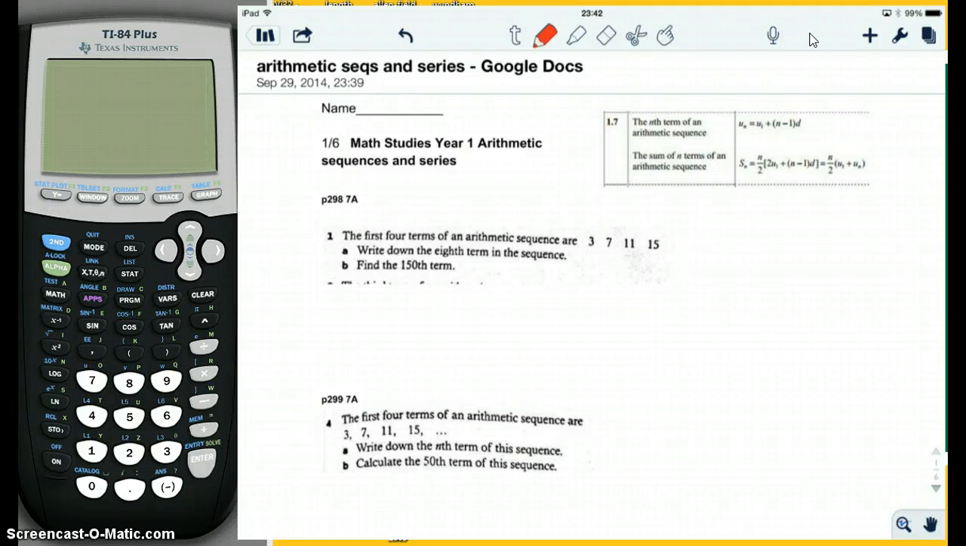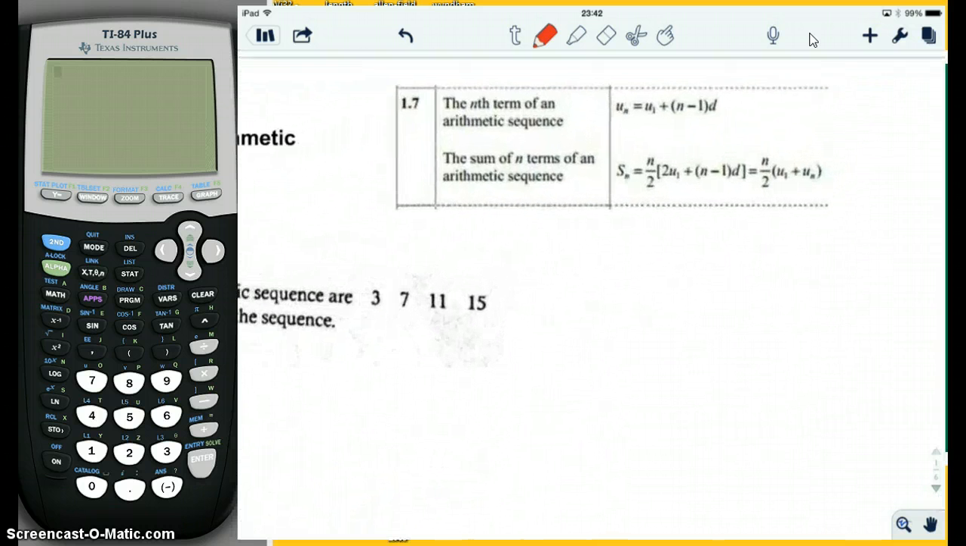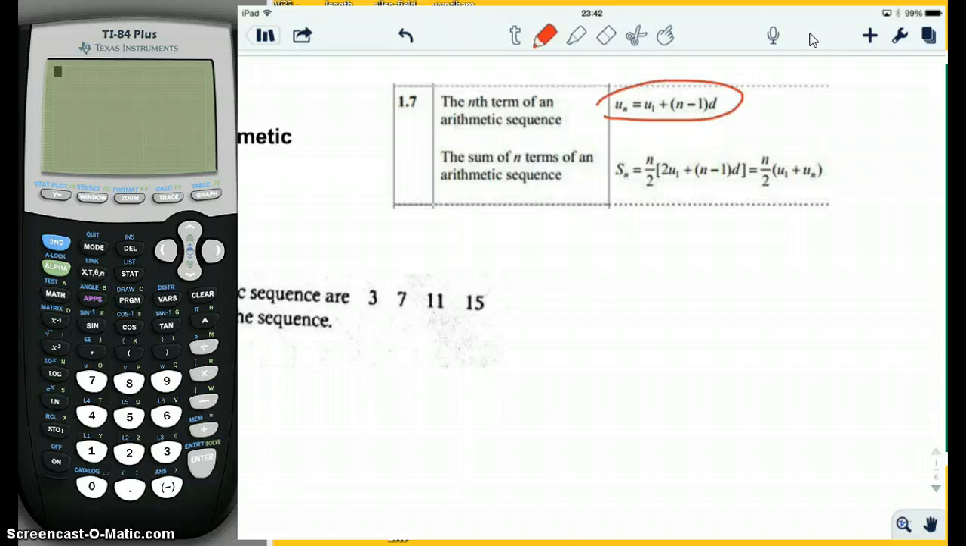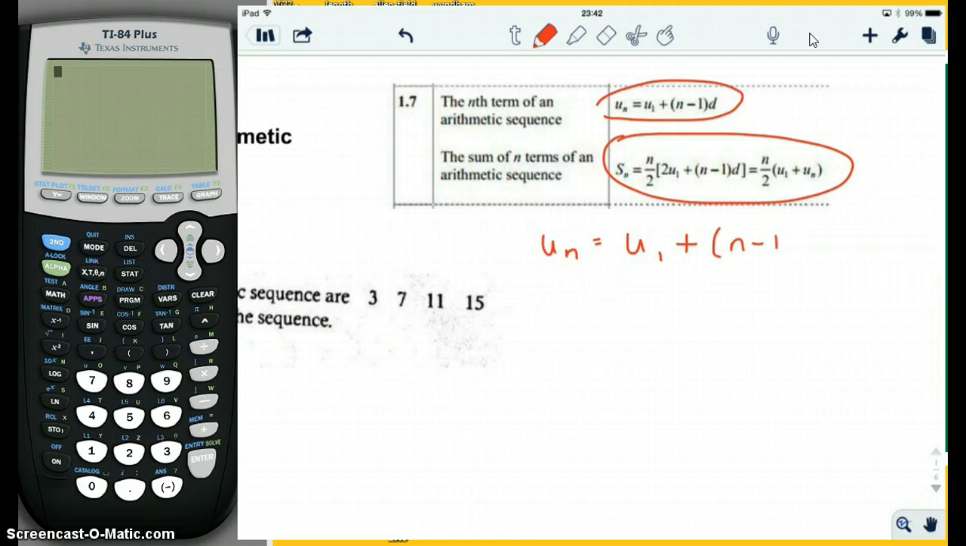Here are the hints on doing the first page of the arithmetic sequences and series problem set. Remember that the equations that you're going to use to solve these problems are these two equations. On this page, principally, you're going to use the nth term is equal to the first term plus the n minus 1 times d. D is the common difference, which is the number between each of the numbers.